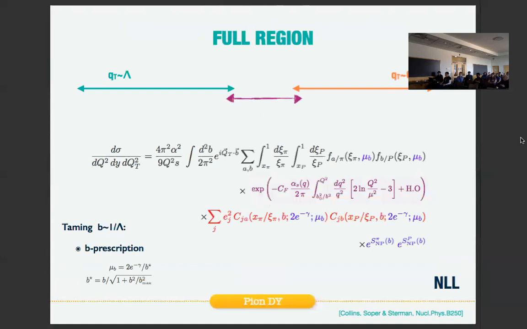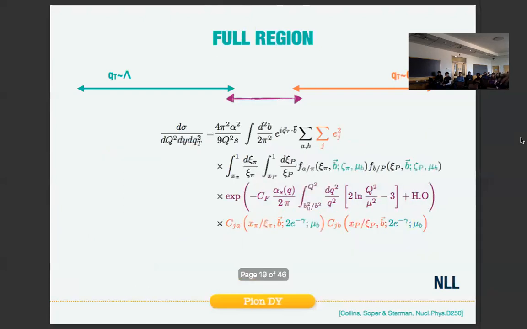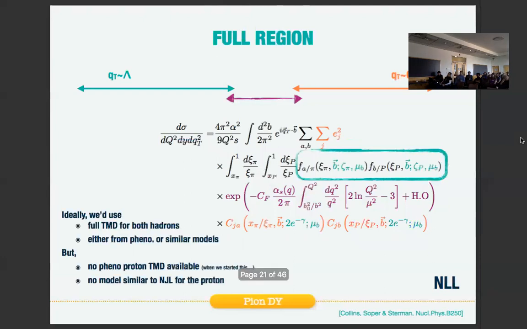Now if you want the old expression of CSS, at that time it was like that: you had the PDF of each one times a non-perturbative Sudakov, they would call it. So that's the old formulation here, and then you have the b-star prescription. In the model language, it's similar, but now it's the TMD, okay? So you have the TMD of the pion and the TMD of the proton, and in an ideal world, you would use two full TMDs for both hadrons.